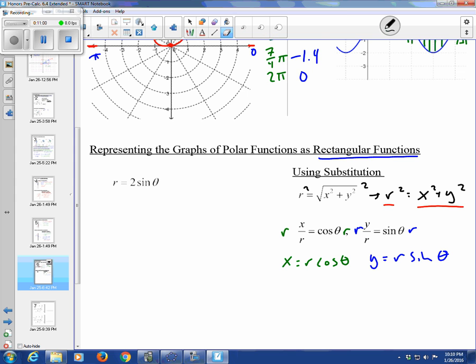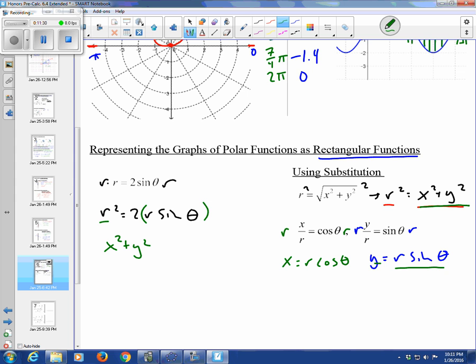So right here, immediately we don't have r squared, but if we multiply r on both sides, we can get r squared equals 2r sine theta, right? Now, we've got a relationship that tells us that r sine theta is equal to y, and r squared is equal to x squared plus y squared. So we can go ahead and substitute in, and we'll get x squared plus y squared for our r squared, and 2y for our r sine theta.